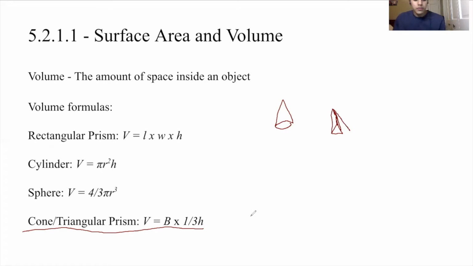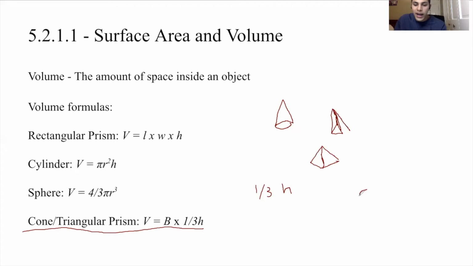Okay, so even though they have different bases, they have the same volume formula. I did not like that, so I'm going to redraw it. Okay, there we go. It's like a pyramid with a triangle base. So they have the same volume formula in essence. You find the volume of the base, which for the cone is just the area of a circle, and for the triangular prism is just the area of a triangle, and then you multiply that by 1/3 of the height.